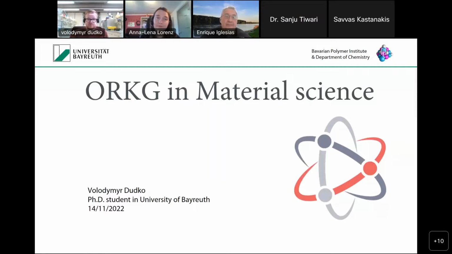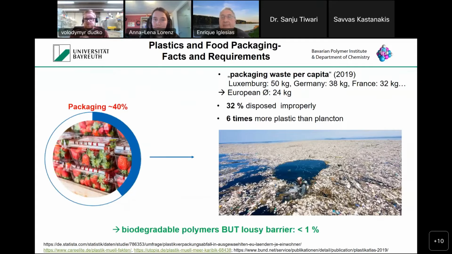So let's talk first about why material science is important, and especially in the field of plastics. Everyone knows that plastic is currently a very huge problem, and almost 40% of all plastic is used for packaging. So we produce so much packaging per year. In Germany, we produce almost 38 kilos of plastic per person, and 32% of this plastic is disposed of improperly. That means it ends up in nature.